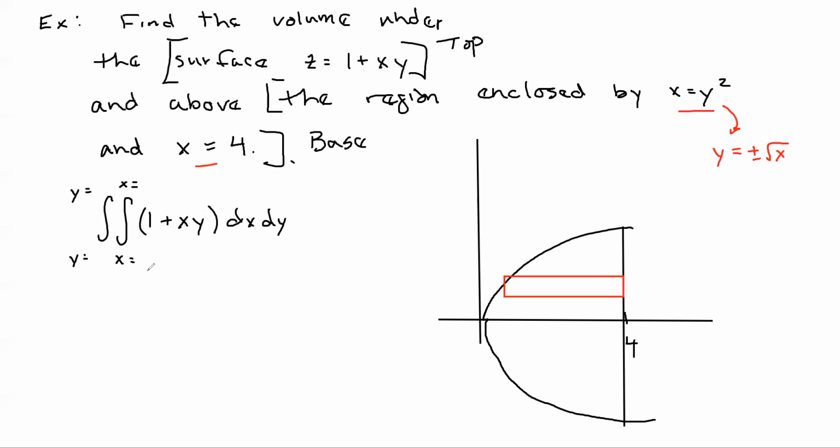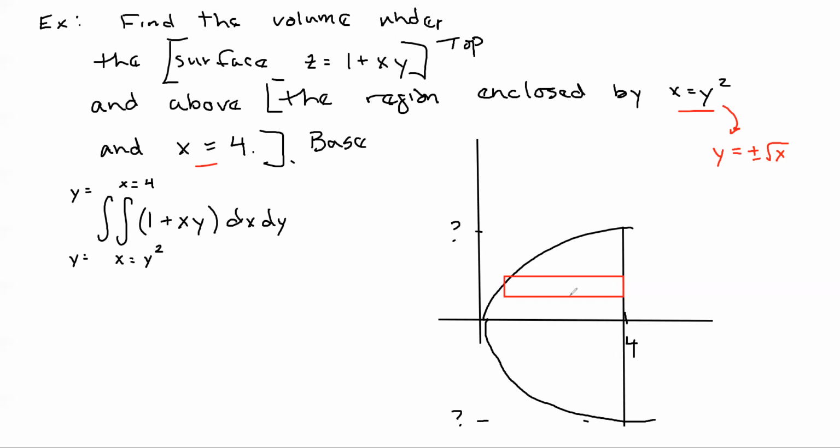So for the x equals, we're going from left to right. The left is given by x equals y squared. The right is given by x equals 4. And then for the outer y bounds, we actually don't know what those are. We need to know what the bottom and the top are. So how could we find those y bounds?